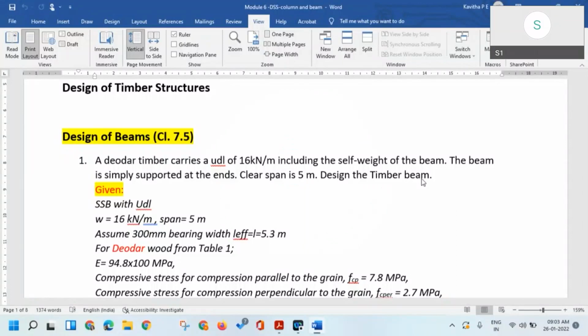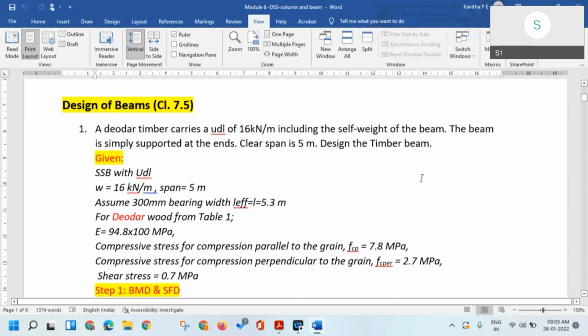The first problem: it is given that a deodar timber beam carries a UD load of 16 kN per meter, including its self-weight, and it has a span of 5 meter, and the beam is simply supported at its ends. It is asked to design the beam. So first of all, we will write down the properties of the beam as well as the end conditions given. So the beam is a simply supported beam.